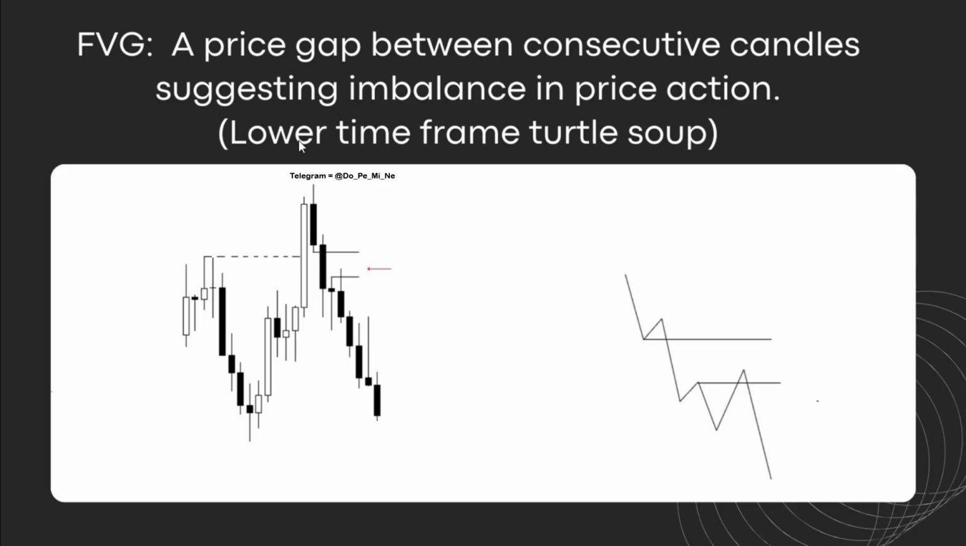Even when it comes to an FVG, it's basically a lower time frame turtle soup. And if you look at a higher time frame FVG on the lower time frame, it's going to look like a lower time frame turtle soup, as I said. The definition of an FVG is a price gap between consecutive candles which suggests an imbalance in price action. But as I said before, it's basically a lower time frame turtle soup and a retracement profile.